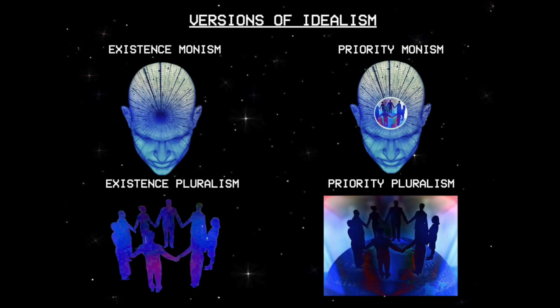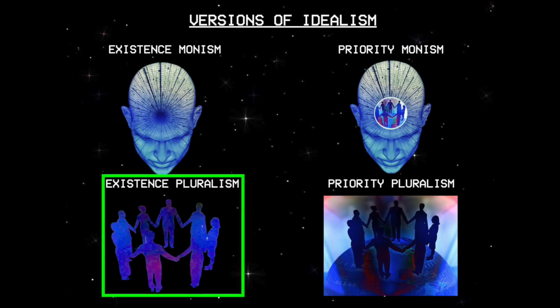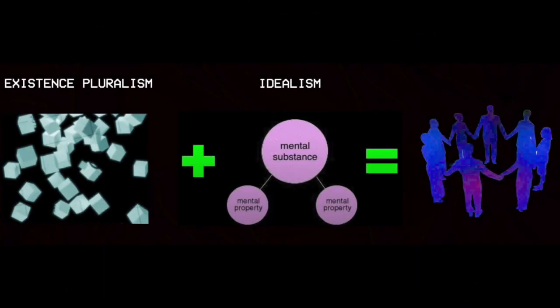The second way that an idealist could dissolve the decombination problem is by accepting existence pluralism. The idealist who accepts existence pluralism holds that the many subjects, such as humans and animals, are the only concrete entities that exist. This view dissolves the decombination problem because human and animal subjects are not derived from a single fundamental subject, because the many subjects are all that exists.